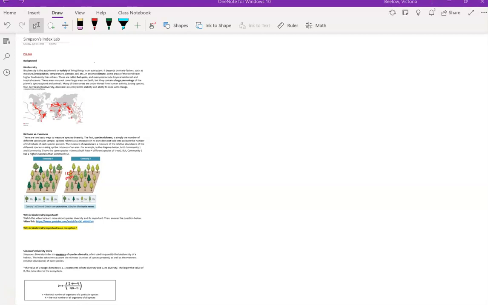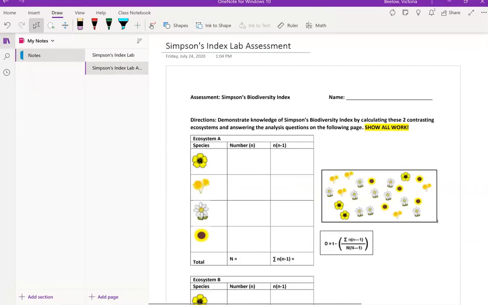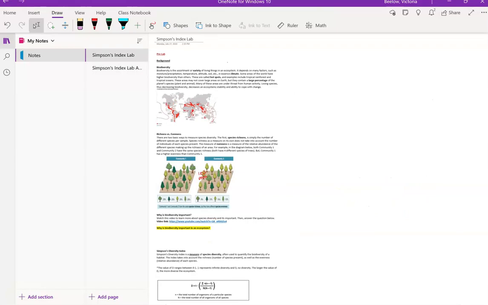In this video, I'm going to be going over some of the important information that you need in order to complete the Simpson's Index Lab. Note that this is a lab that will be graded on completion, and it's a practice to get you ready for the Simpson's Index Lab assessment, which will be graded for accuracy.